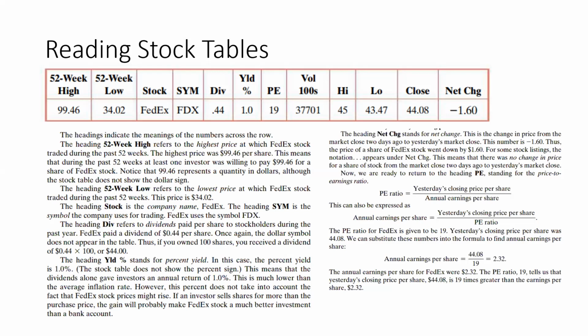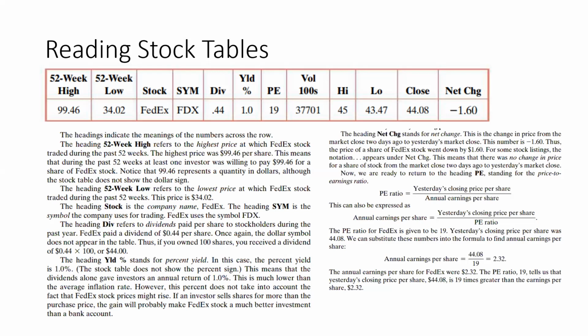The annual earnings per share tells you how much the company actually made. So PE gives you a ratio that on its own isn't super helpful, but you can use it to figure out your annual earnings per share by taking your closing price and dividing it by your PE ratio. So in this case, our annual earnings per share for FedEx would be, you take your closing price, 44.08, you divide it by your 19, and you get your annual earnings per share to be $2.32.